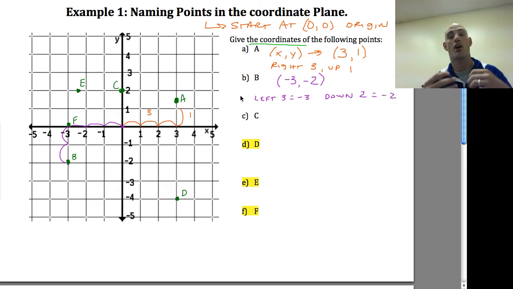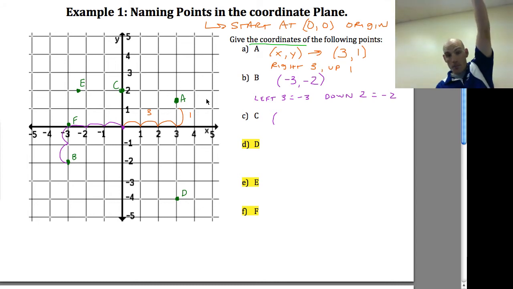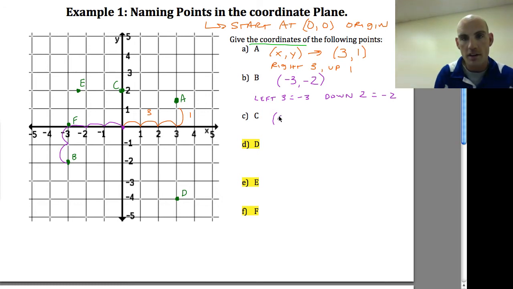So my coordinates are negative 3, comma, negative 2. Let's look at point C. If I start at 0, how far do I go left to right to get to C? It's straight up. So if it's straight up, I don't go any left to right, and that's okay because my x-coordinate is going to be 0.